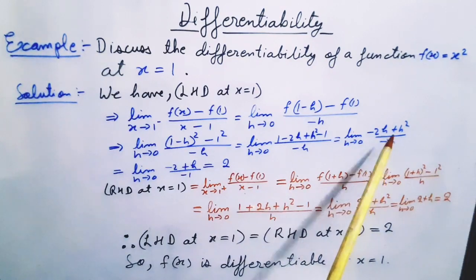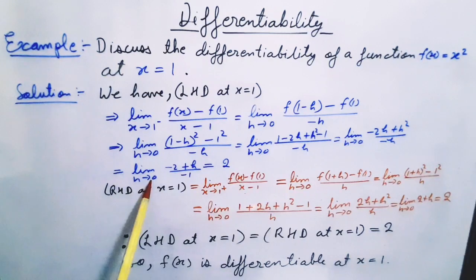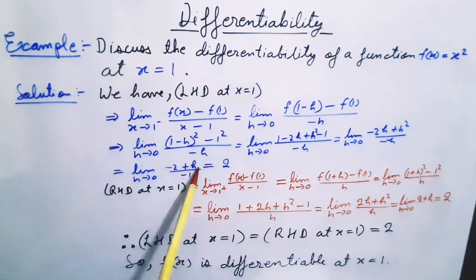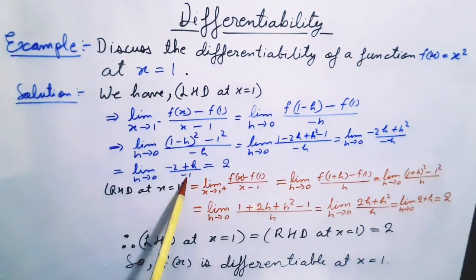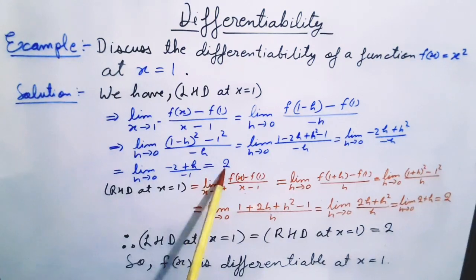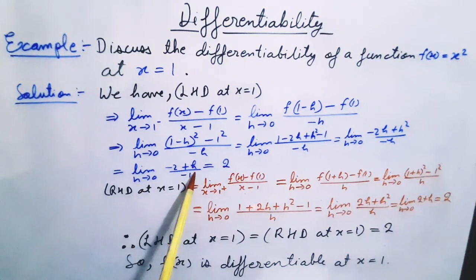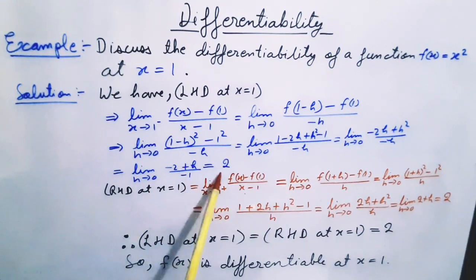Now h from numerator and denominator will cancel out. So we will get limit h tends to 0, (minus 2 plus h) whole divided by minus 1, and that will be equal to 2. Now we apply the limit in this function. So after applying the limit, we will get the left hand derivative equal to 2.